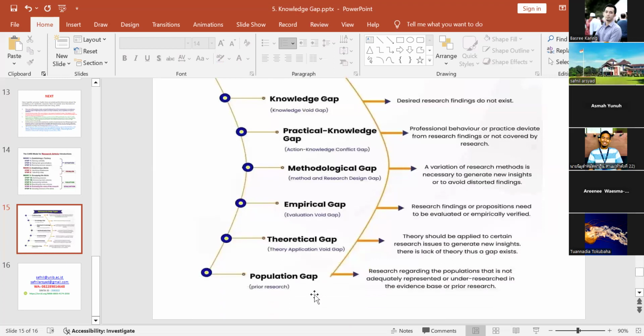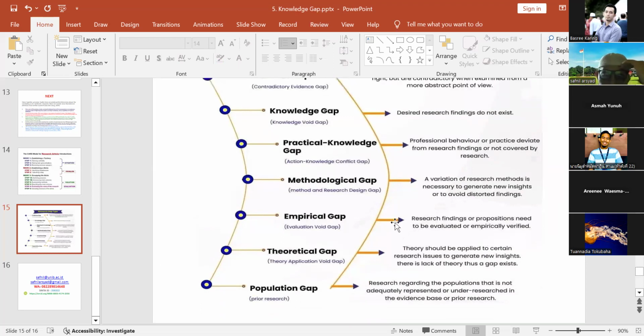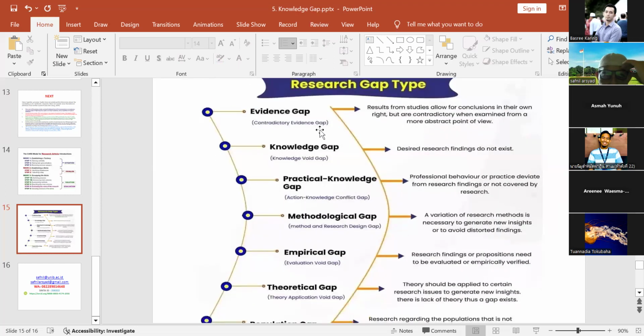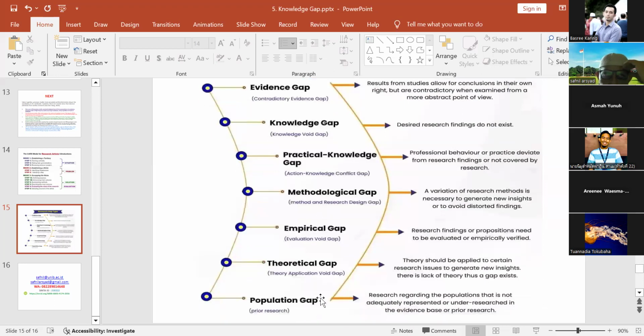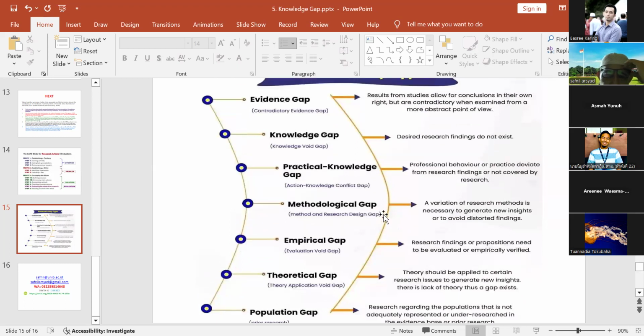Okay, the last one is population. Population gap is about the size of the population. So there are seven types of research gap: evidence gap, knowledge gap, practical knowledge gap, methodological gap, empirical gap, theoretical gap, and then population gap. You can use at least one. You can use more than one, two or three or four.